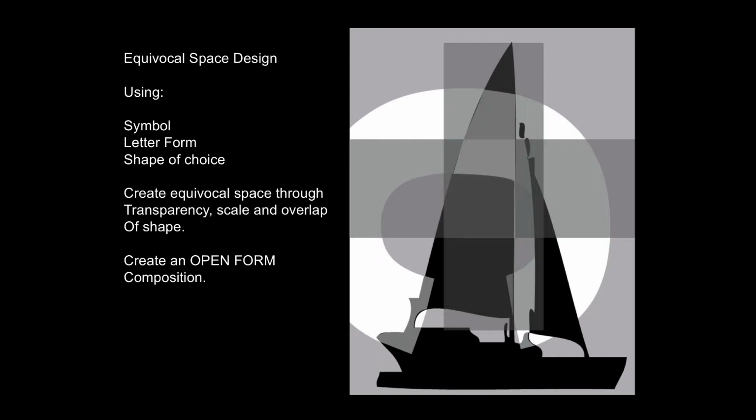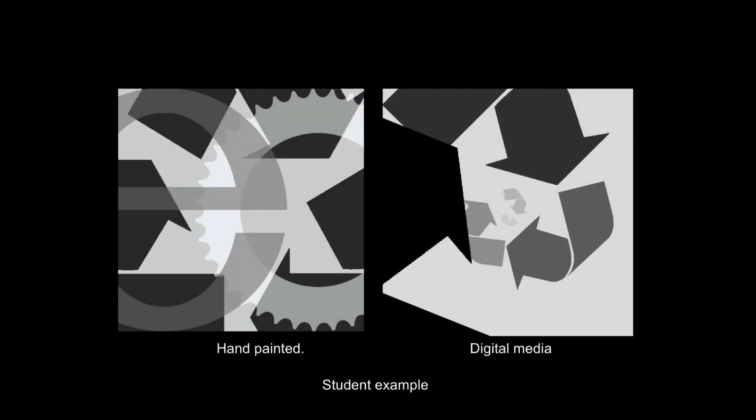So there is a reason that I use those particular symbols. So you want to think about that. So the equivocal space is going to be hand painted, and the illusional space is going to be digital media. This is an example from several semesters ago.